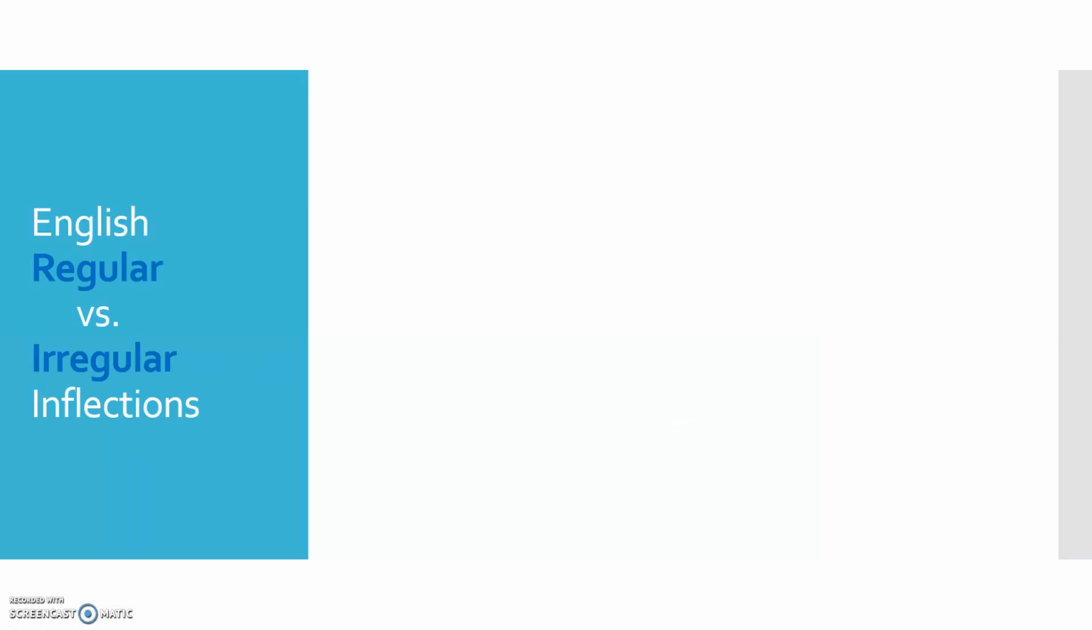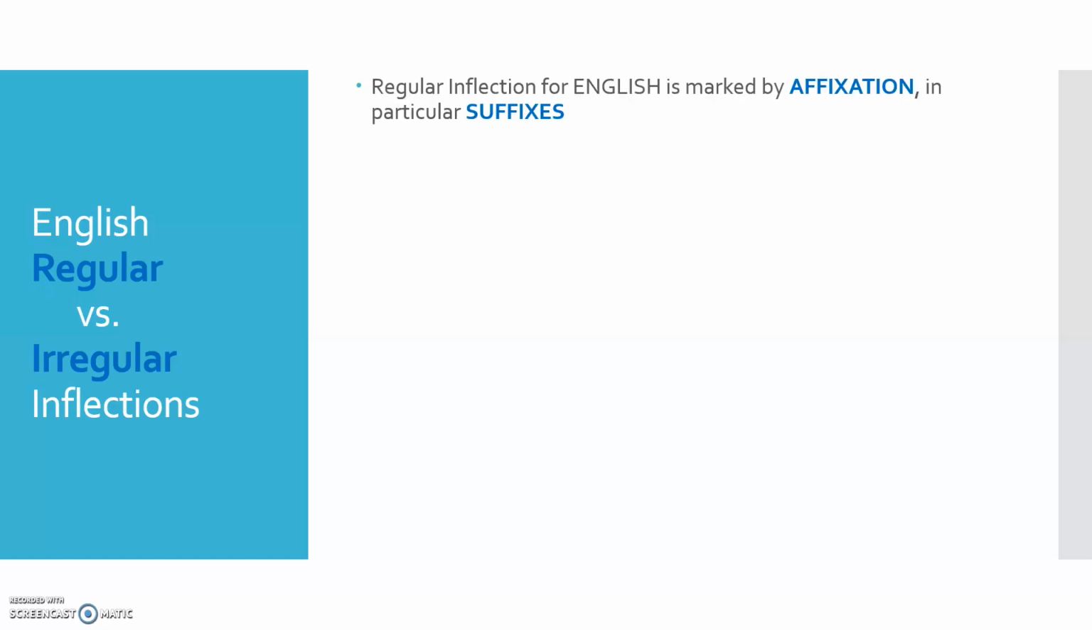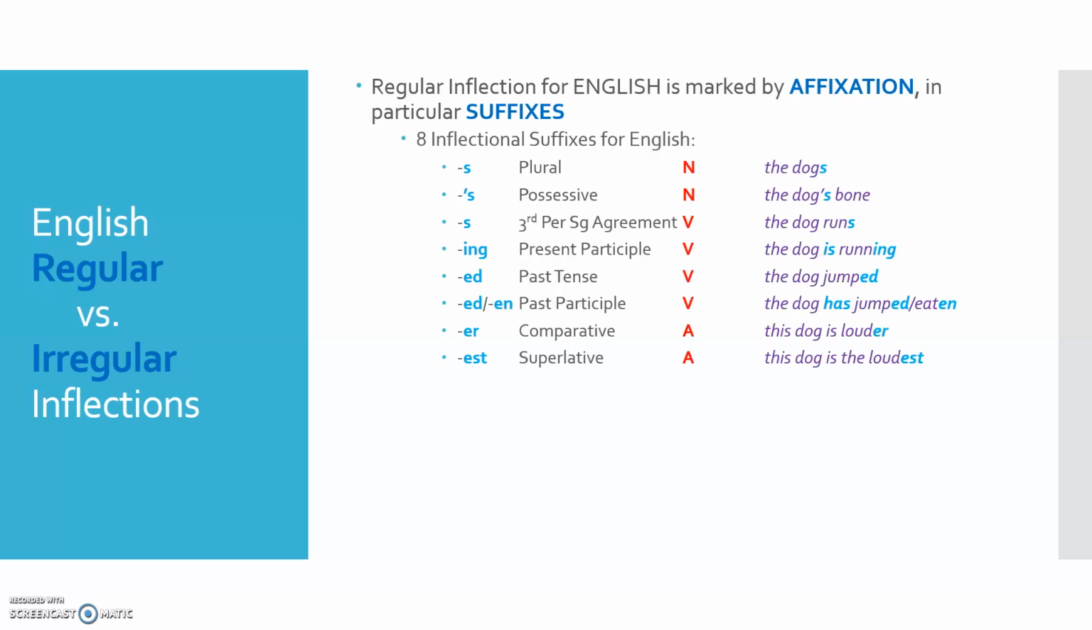So we have our regular inflections in English that we've already looked at. And for English, we mark regular inflection with the process of affixation. And if you remember from our sheets, we have 8 inflectional suffixes in English. So it's always suffixes that mark inflection. We have our 2 noun inflections, the plural S and the possessive apostrophe S, like the dog's plural or the dog's bone possessive.